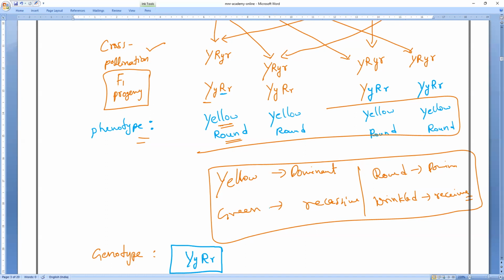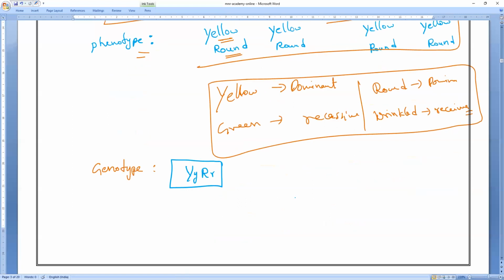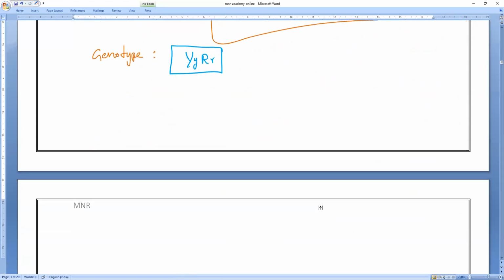So this is also what we call the law of dominance. Clear, everyone? Please respond. This is only what we can say is the law of dominance. Clear? Next, the law of segregation.